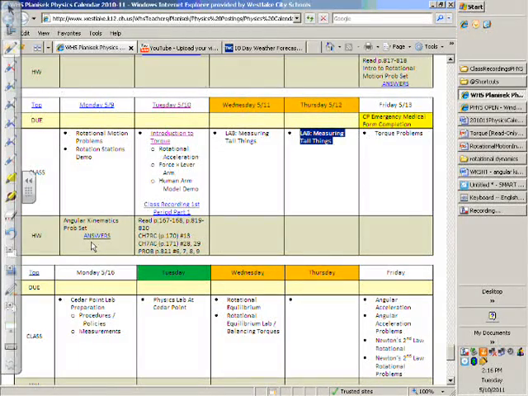Good? All right, let's shift gears for a second.